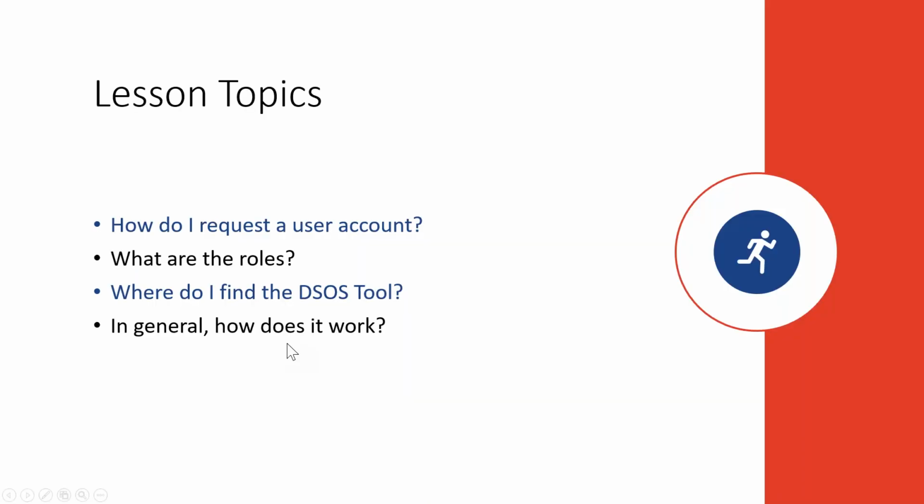Okay, so first of all, we're just going to talk about how we get started with the application. There's some basic information like how to request an account, what the different levels of access and the roles are that are available in the application, where do I find it, and in general, how does it work? So this first section is just an overview of the Design Scope of Service tool.